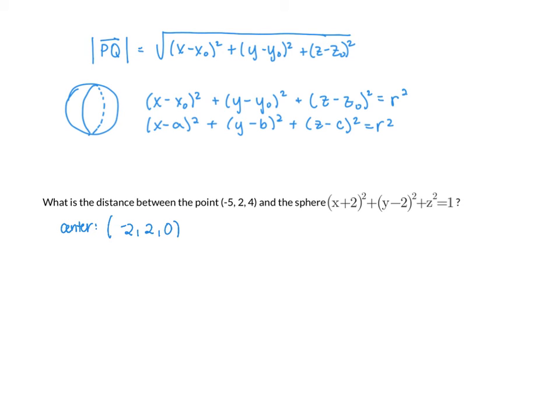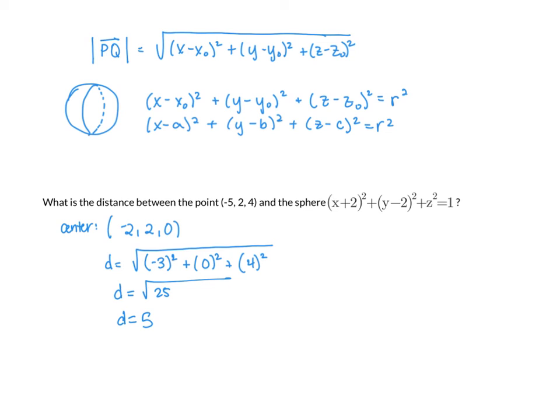And therefore, when we go to do the distance, let's do that. Distance would be -5 minus -2, so we would have -3 squared, plus 2 minus 2 squared, so plus 0 squared, plus 4 minus 0, so 4 squared. So we get the distance equals the square root of 9 and 16, which is the square root of 25. And we know the square root of 25 is 5.